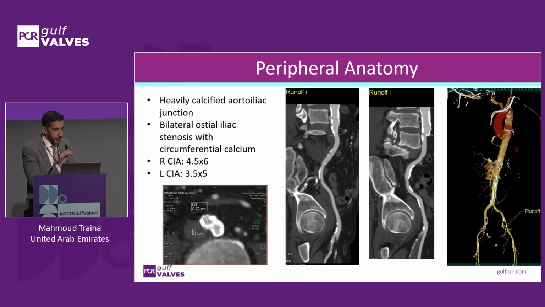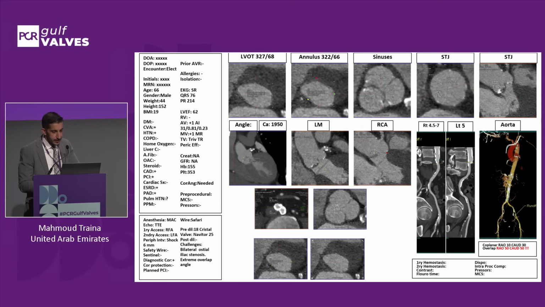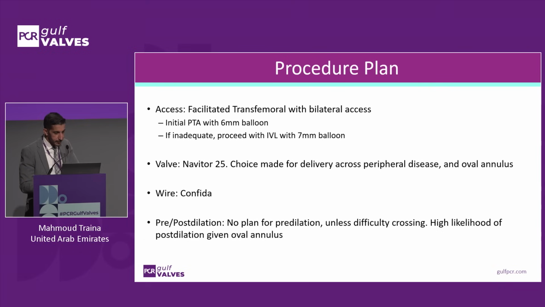So in terms of the peripheral anatomy, again, not the most difficult anatomy, but I think it's what most of us will see, with circumferential calcium at the aortoiliac junction, the double kissing. Those are probably some of the hardest to cross. Measured 4.5 by 6 on the right, 3.5 by 5 on the left. This is kind of how we prepare our slides for our cases.